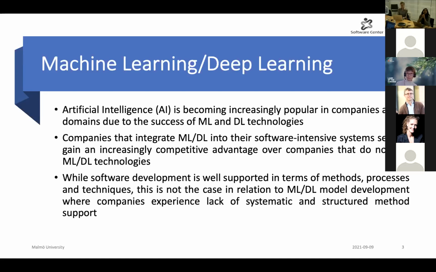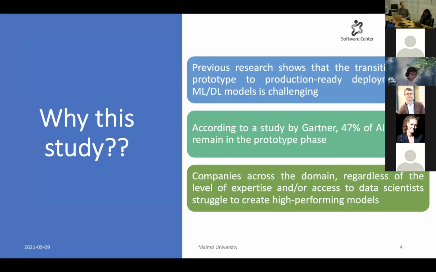As we know, for software development, there are lots of methods, processes, and techniques already available. But this is not the case when we take machine learning and deep learning model development. Here, companies always experience a lack of systematic and structured method support compared to the software engineering field.